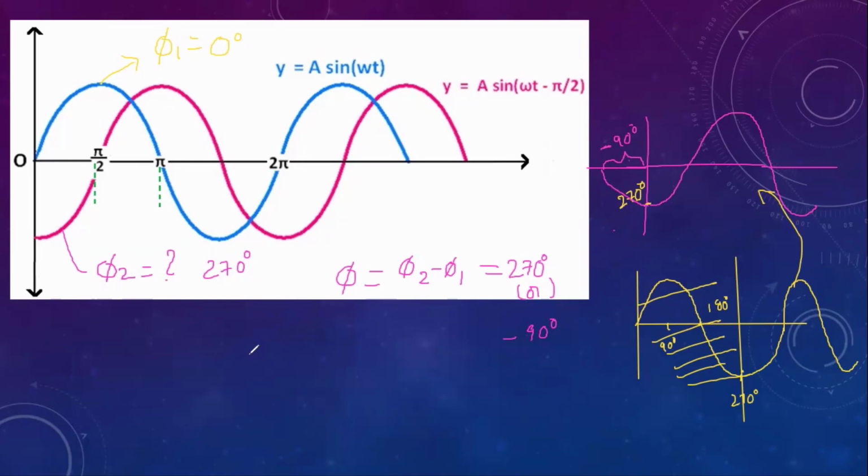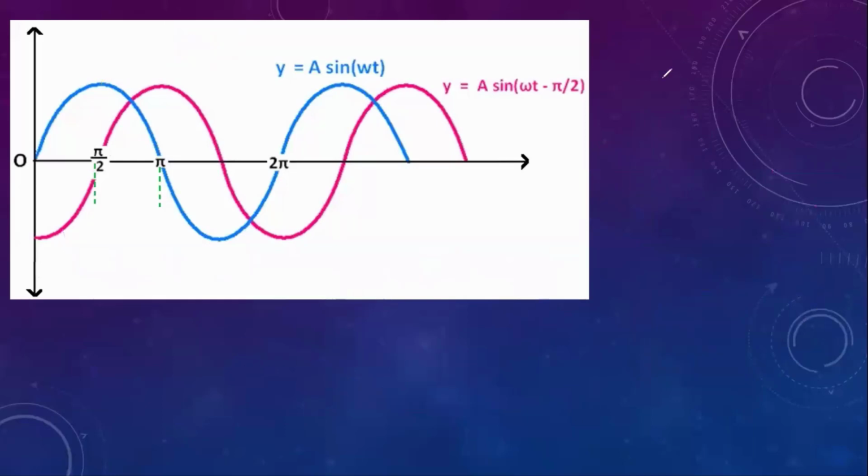Because the wave equation is y is equal to a sine (omega t). Now what is the phase of this one, phi 2? It is 270. So this is the same as y is equal to a sine (omega t minus 90). Both are same. That's why we can say the phase difference is either 270 positive, or we can write minus 90. Both are identical. So this is about phase difference.